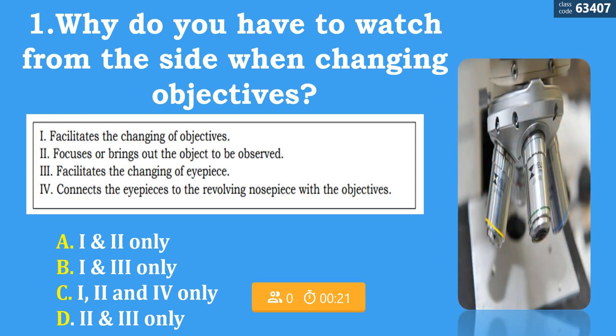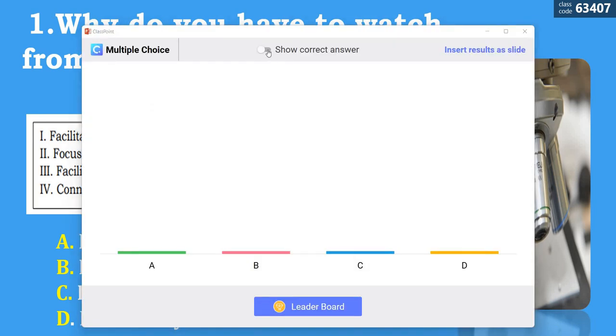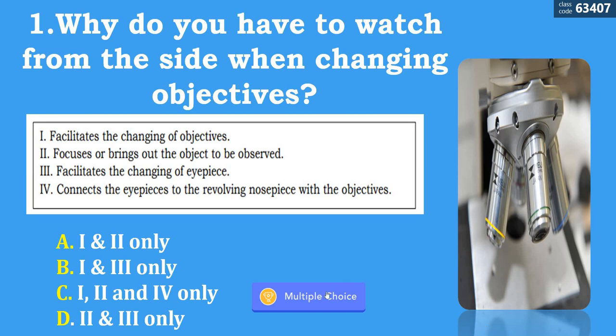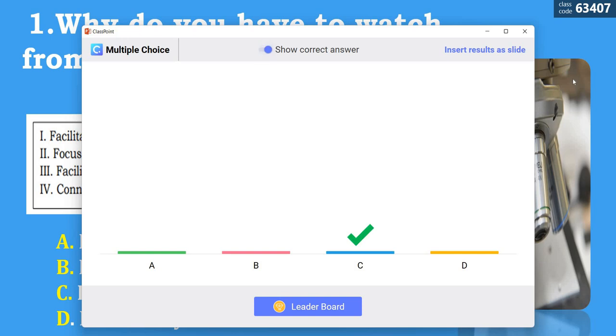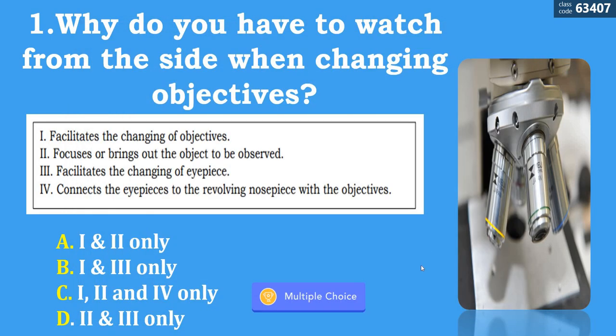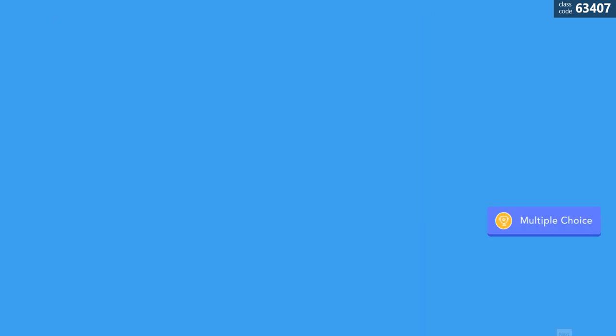What do you have to watch from the side when changing objectives? 1, facilitates the changing of objectives. 2, focuses or brings out the object observed. 3, facilitates the changing of eyepiece. 4, connects the eyepiece to the moving pieces with the objectives. So, what is the correct answer for this? The correct answer for this is letter C, 1, 2, and 4 only. Okay, let's proceed with question number 2.